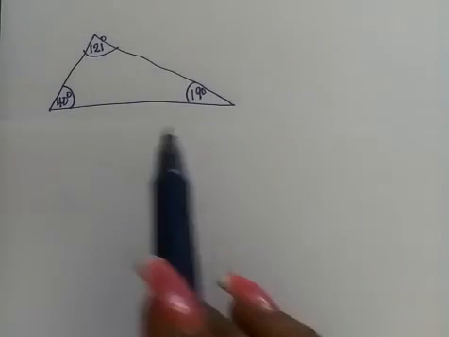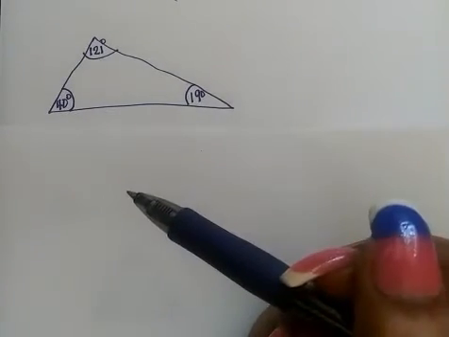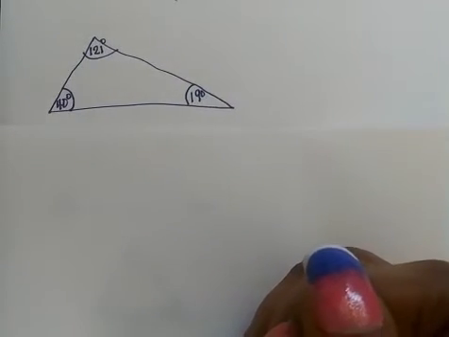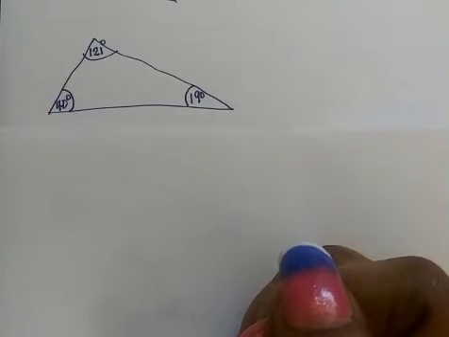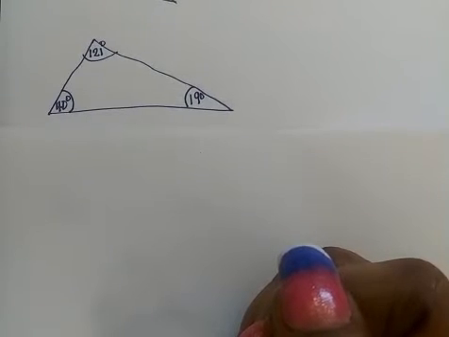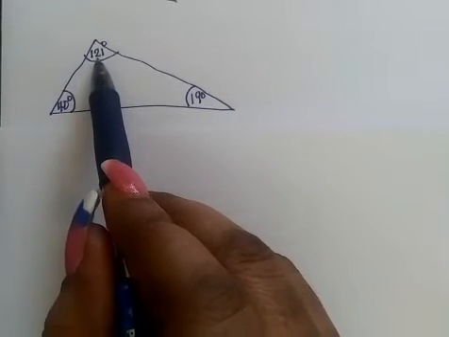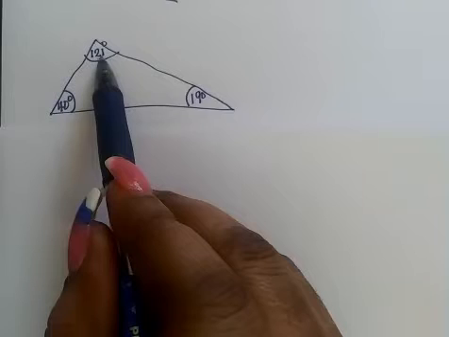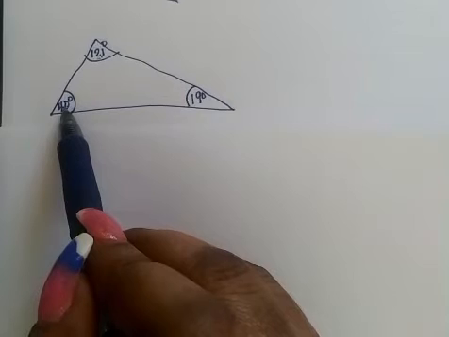The next type of triangle is the obtuse triangle. Here is an example of the obtuse triangle. In this type of triangle, one of the angles is going to measure more than 90 degrees, but less than 180 degrees. As you can see, my obtuse angle here is 121 degrees. Okay? I have another angle of 40 degrees.